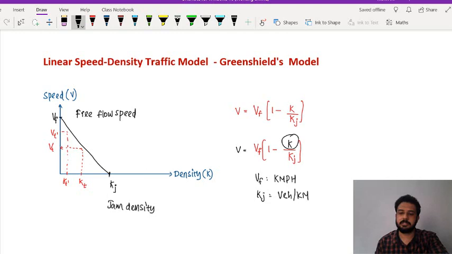Generally students make a mistake in the examination hall by putting this K by Kj the opposite way, like 1 minus Kj by K. Simply, it's very simple. In case you are putting Kj by K, what will you get? We know Kj is obviously going to be the maximum value. So this will obviously be greater than 1, correct? So if it is greater than 1, inside the bracket you are going to get a negative value. So definitely you can understand the speed cannot be negative, right? So it will be K by Kj only.